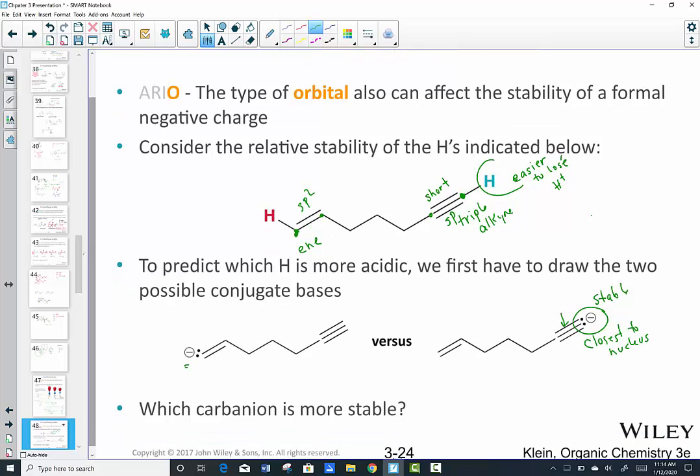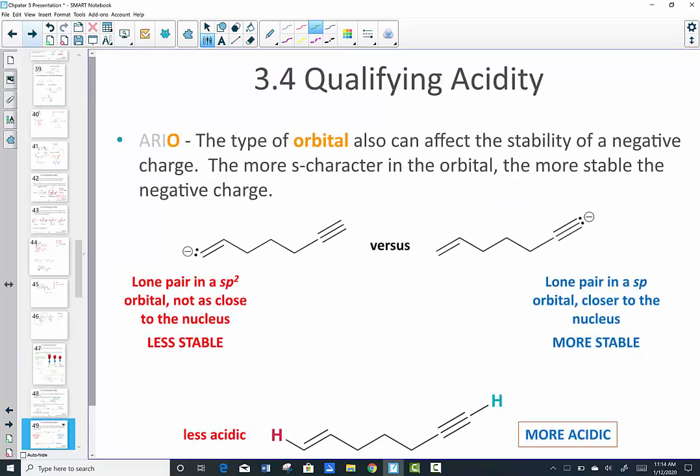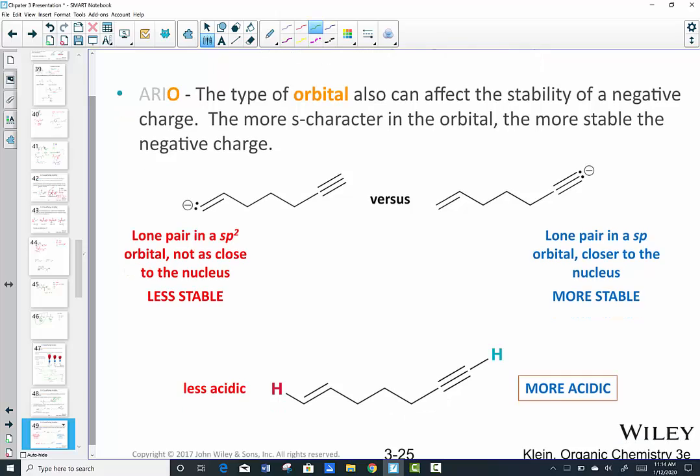What type of orbital also affects the stability of a negative charge? The more s character in the orbital, the more stable the negative charge. Take sp3, that's 4 domains. That's what we would say is tetrahedral, 4 domains, and that, of course, would be an alkane. Notice that the s is just 1 out of 4 orbitals, so 25% is s character.